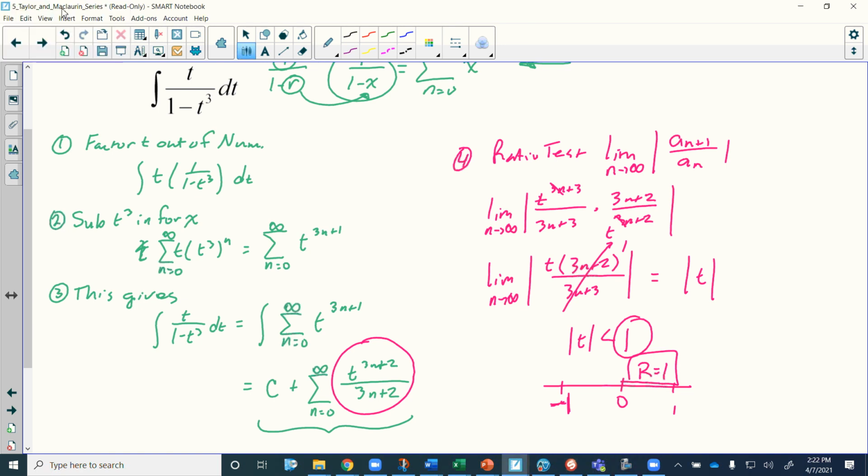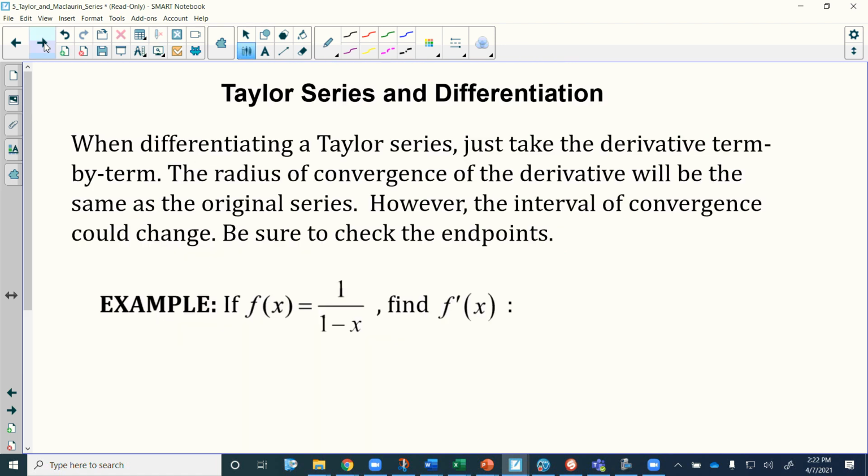Okay, so this example asked us to do piece by piece integration, or I'm sorry, differentiation in order to arrive at what the radius of convergence would be and what the new series would be.